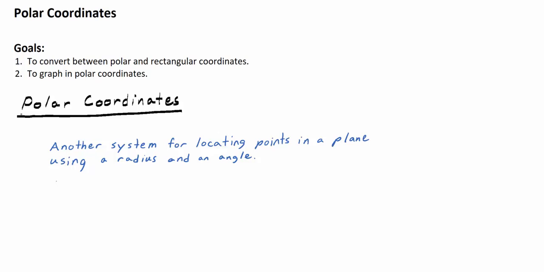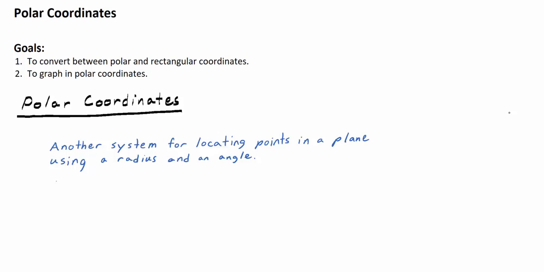It's another system for locating a point in a plane, or points, plural, in a plane, using a radius and an angle. So if you think about it, the coordinate system you're used to is called rectangular coordinates. We go left or right or up and down from the origin to locate a point, right? Here it's going to be a little different.